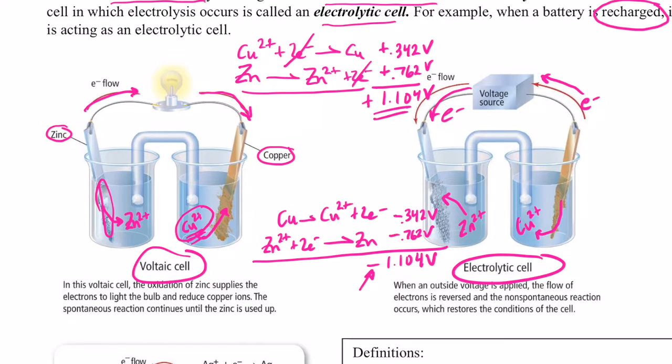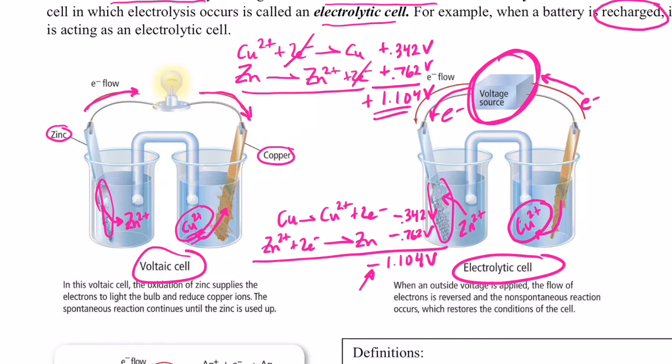So over time, the concentration of copper 2 pluses will increase, and the mass of my zinc electrode will also increase, in essence, recharging my battery. The difference here is that I need a voltage source to push those electrons away from where they spontaneously want to go. I need to add energy.